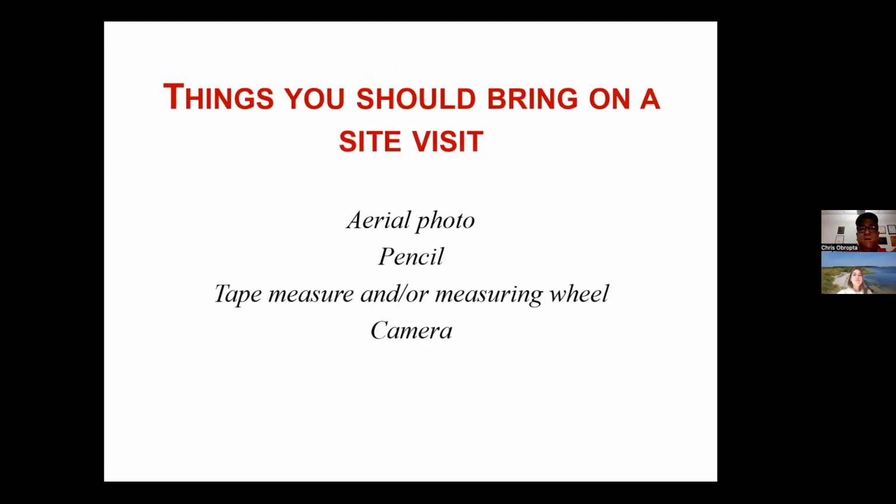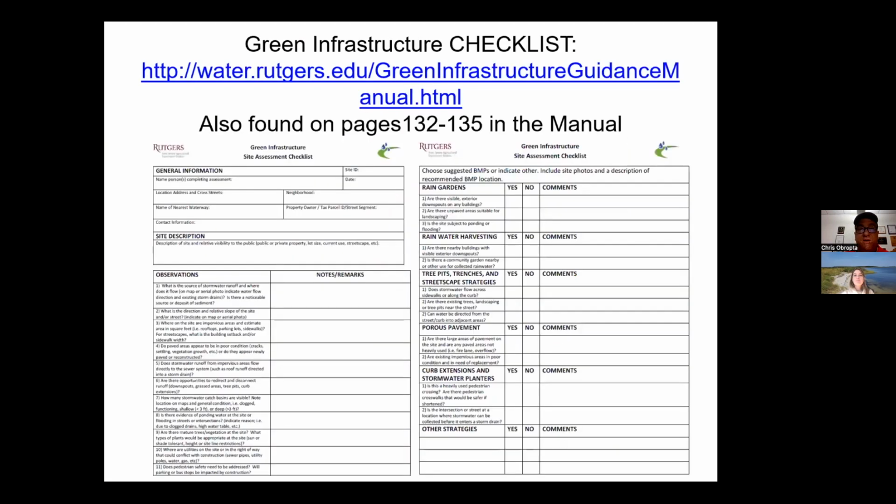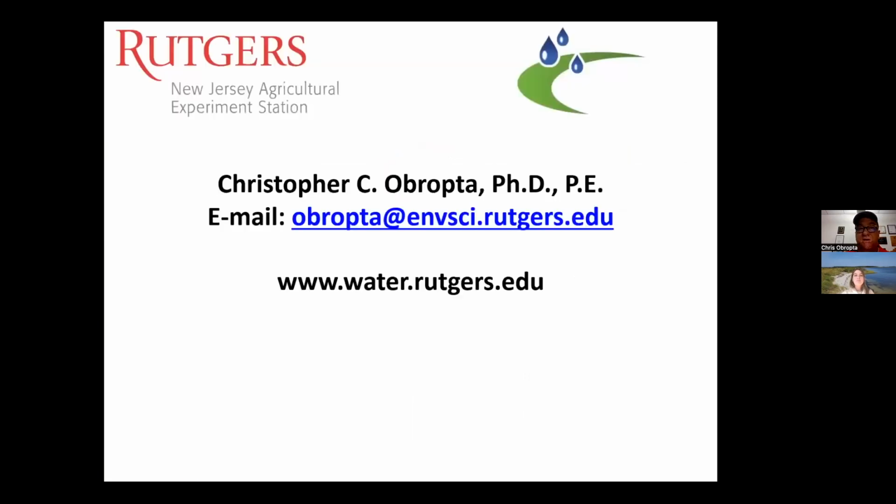Okay. When we go in the field, we always bring the aerial photograph, a tape measure, and some sort of camera or your cell phone. There are lots of tools out there that you can look at. We do have a green infrastructure guidance manual that we created. It talks a little bit about identifying sites and about those practices. You can download this PDF from our website. There's a checklist in here. If you go into a site, you can go through the checklist and figure out which practices might be best for the site.